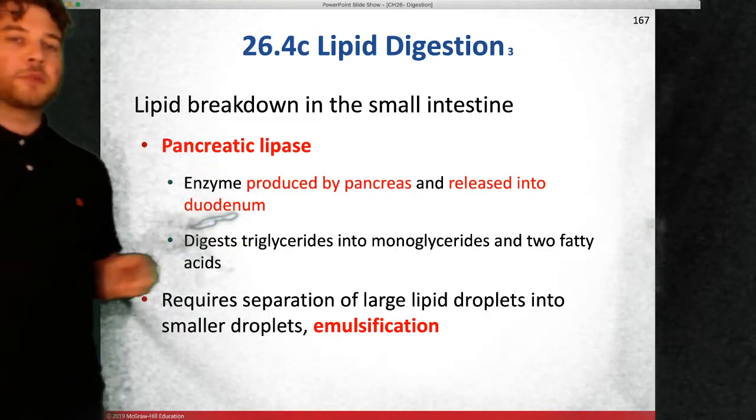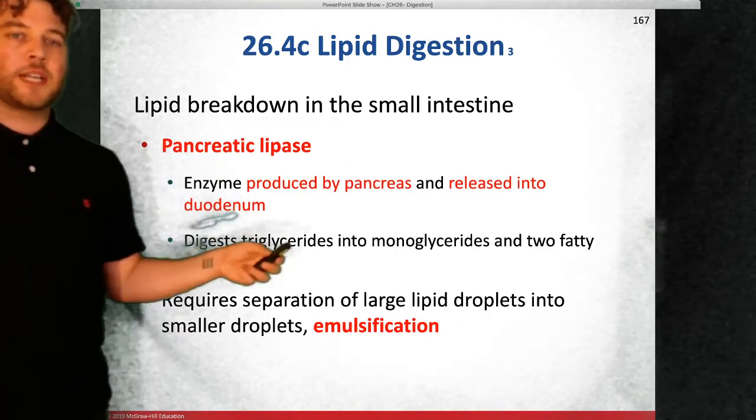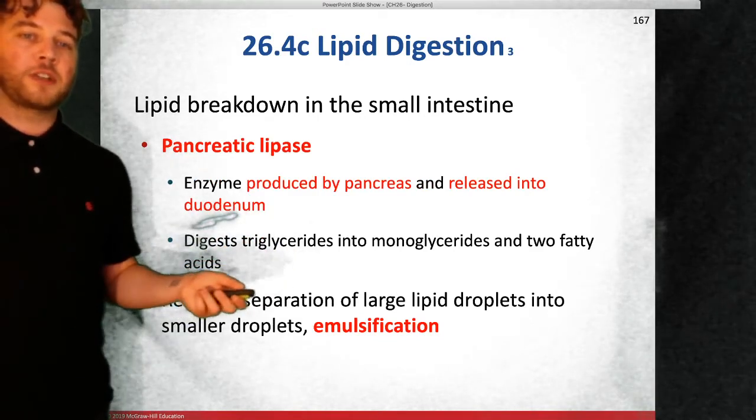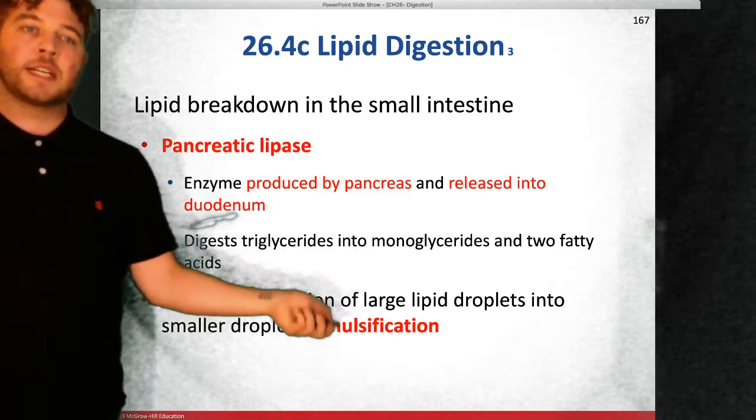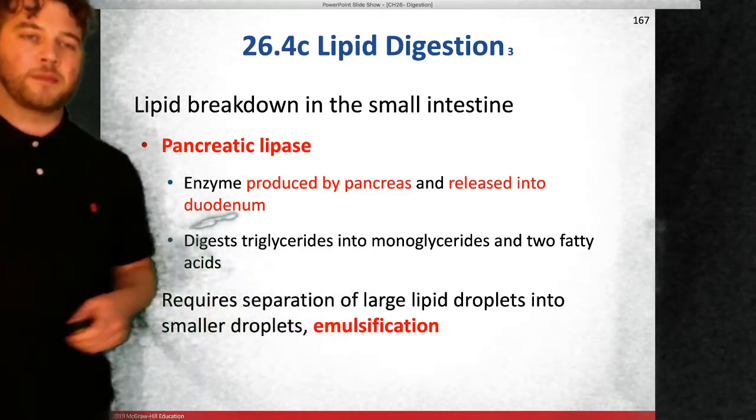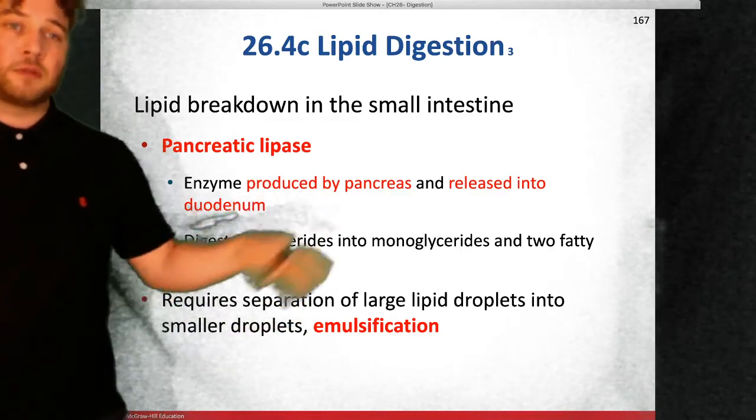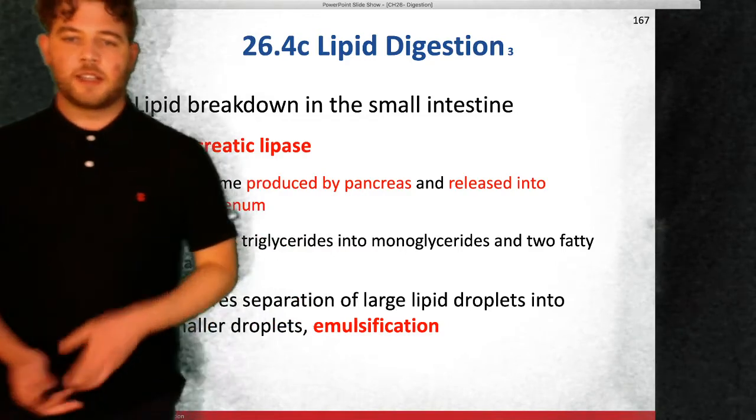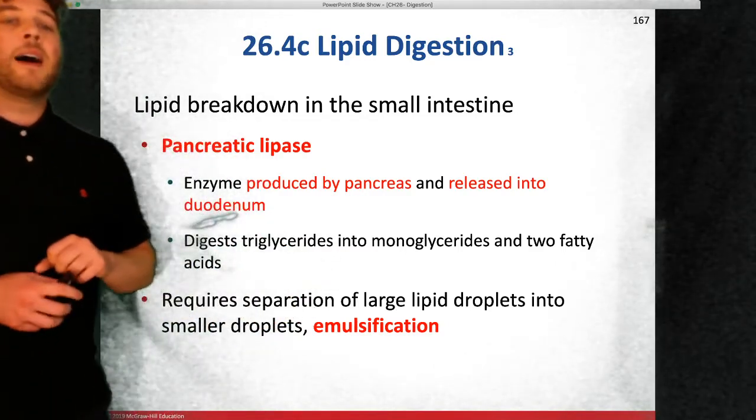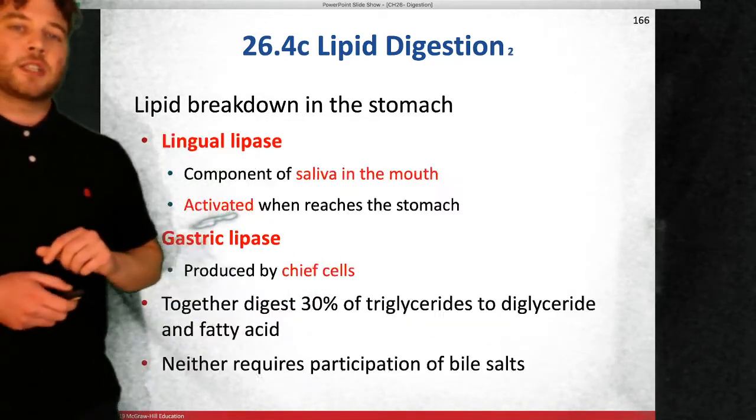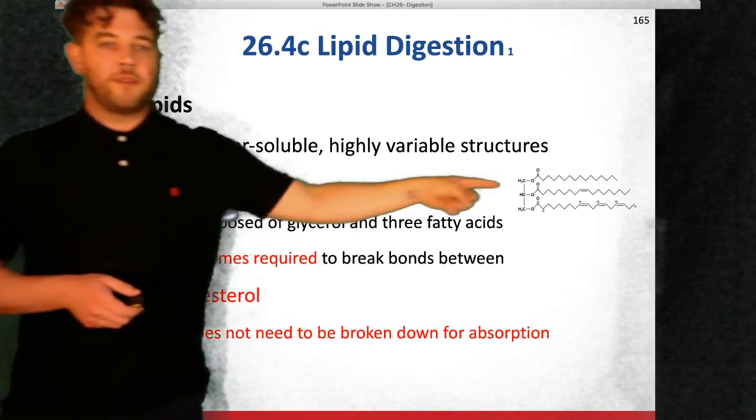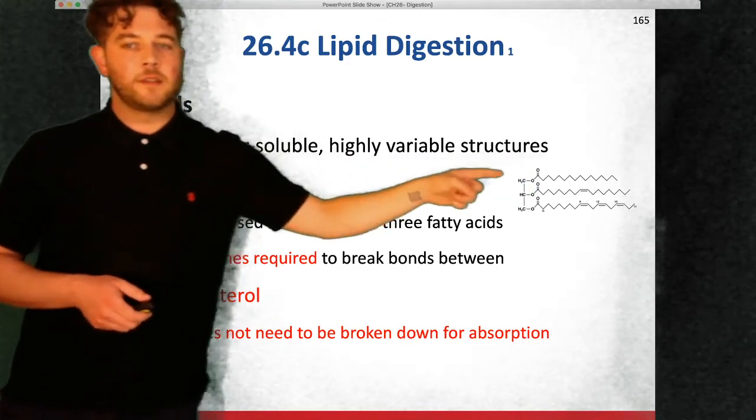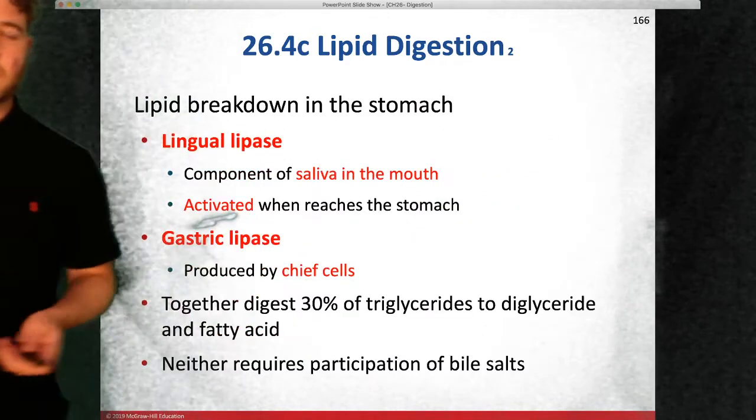Pancreatic lipase is produced by the pancreas, digests triglycerides into monoglycerides and 2 fatty acids, and requires separation of large lipid droplets into smaller droplets. So this does require bile salts to activate emulsification, or to emulsify the fats. Just for your refresher, you have your fatty acid tails, right? So when we talk about a glycerol molecule with a fatty acid tail, that's what we're talking about breaking up.